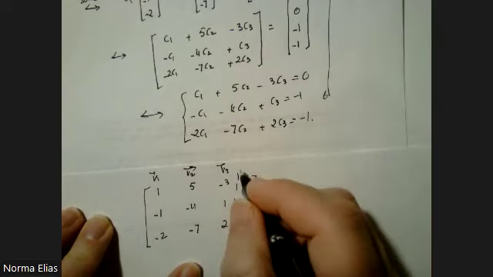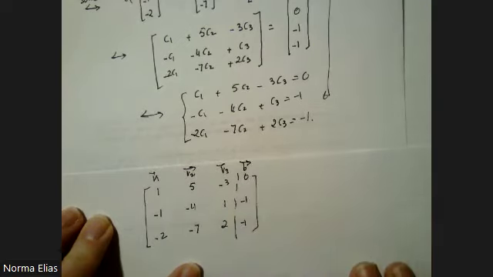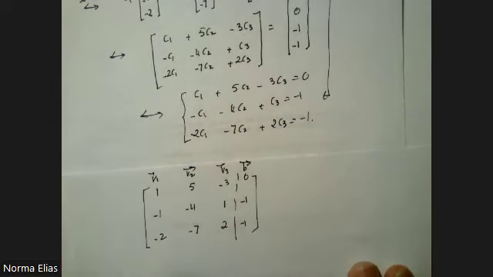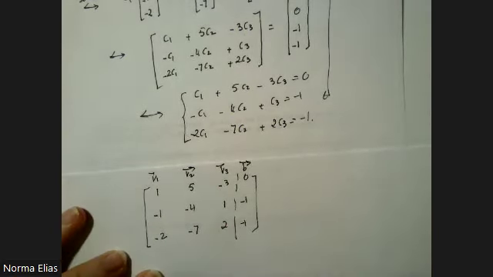Okay, so now we have to solve. And if the system is consistent, it means B can be written as a combination. If it's not consistent, it means B cannot be written. It means B is not in the span. So let us solve this.